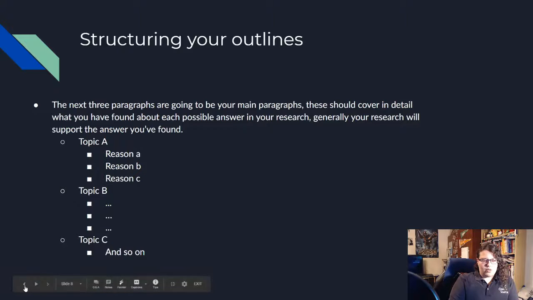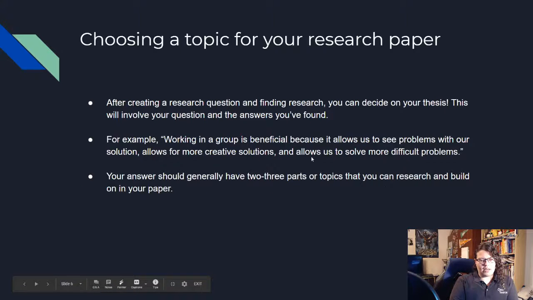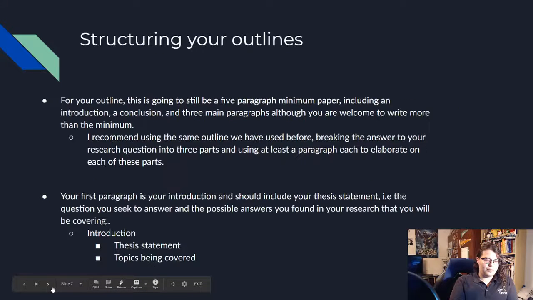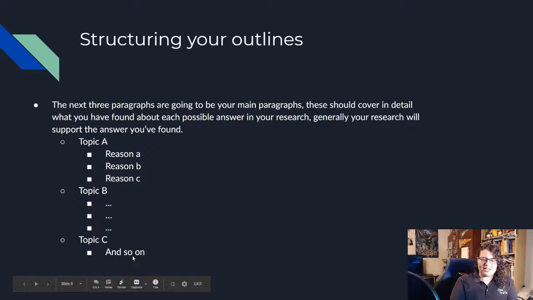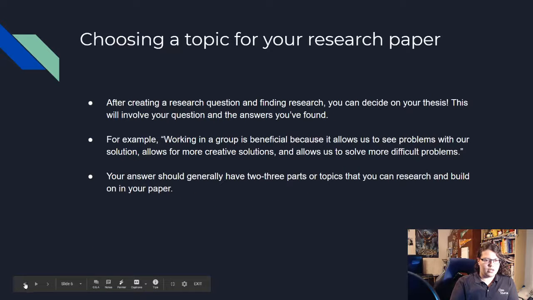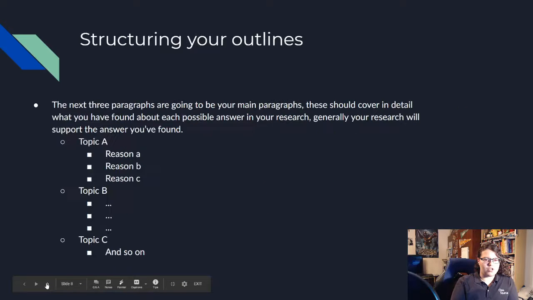Topic C would be, in our example, allows us to solve more difficult problems. And once again, we would have our reasons, our sources, why we are able to have these more difficult problems be solved.